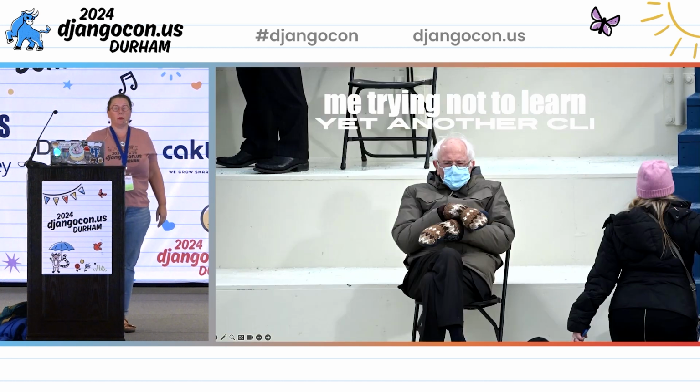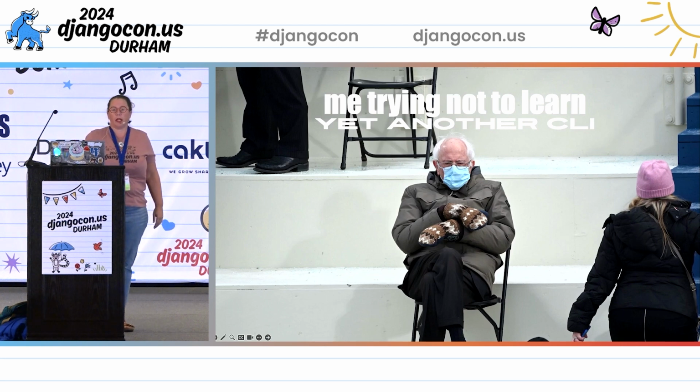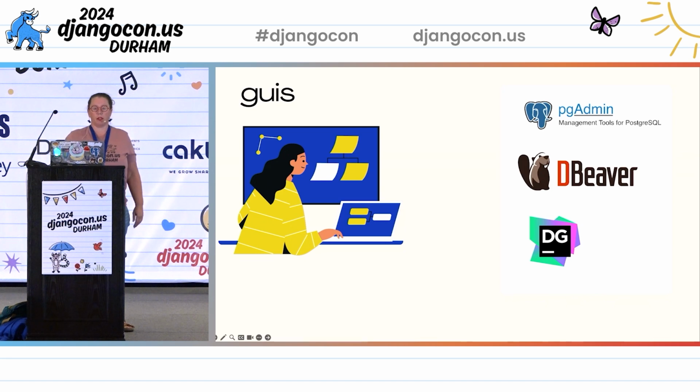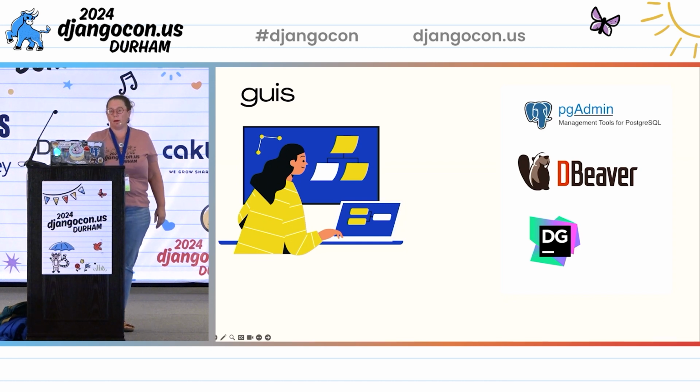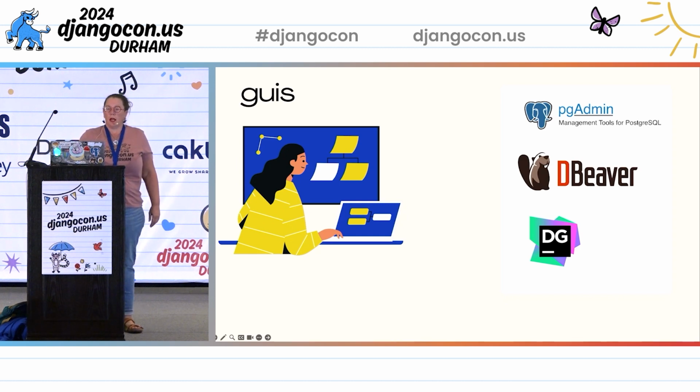I know that people hate CLIs. I hate CLIs. I had to learn the Amazon CLI this year, and I told my boss I'm not learning any more CLIs this year. So if you don't like CLIs, it's fine. You can do most of the stuff that I'm going to talk about today in a GUI. Lots of people use pgAdmin. That's very popular. I personally use DBeaver. I think it's just a better interface. And then there's other Pythonic tools, DataGrip, and other stuff like that.